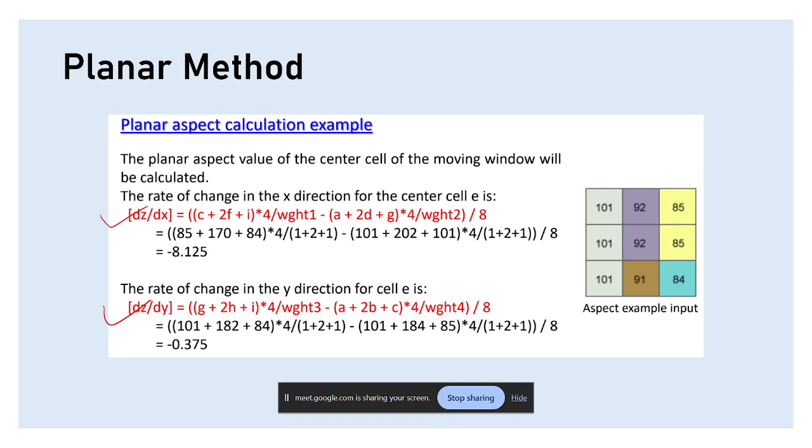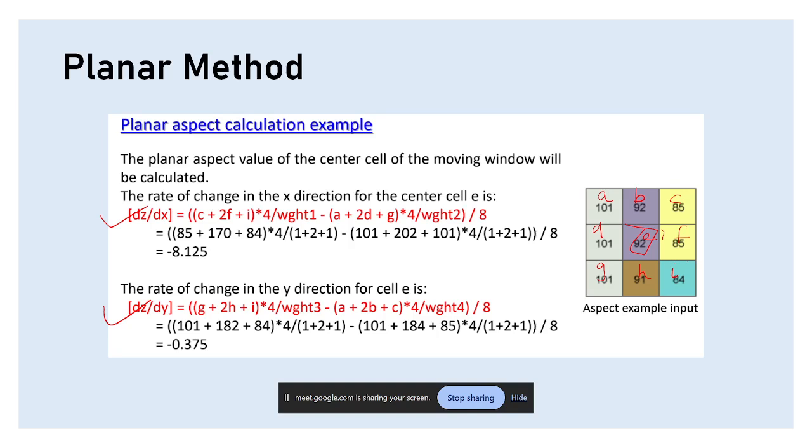So here we can see we have a 3 by 3 cell like grid, right? So here what are we doing? We'll just name it A, B, C, D, E, F, G, H and I. Okay. So this is an aspect example input. This is the input. Our output will be different. In the input, we are first trying to determine the rate of change along the x direction for the cell E, for this particular cell.